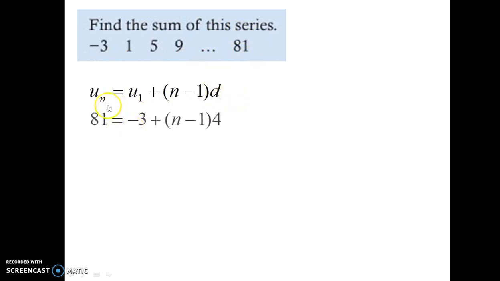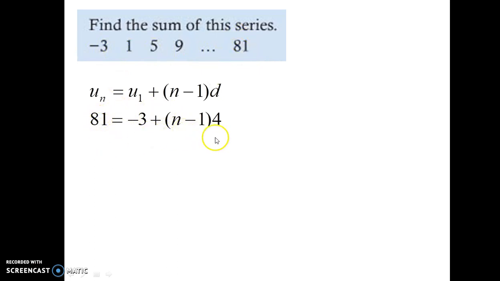So hopefully you set it up like this. We have some mystery term in the future, so we're going to replace u_n with that term. And then we're going to plug in the first term, which is -3. The difference here was 4 every time, so 4 for that. And n is the unknown. We don't know how many terms bring us to this mystery term number, which has a value of 81.